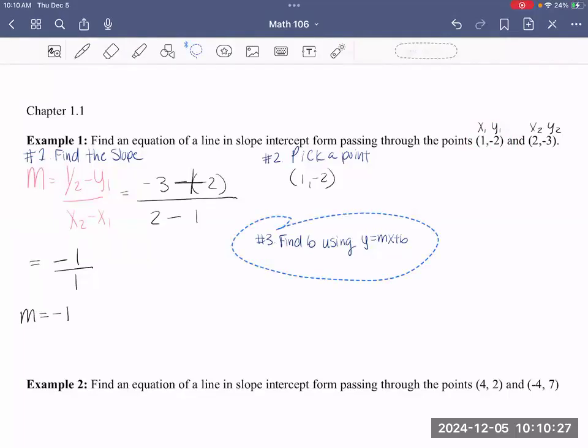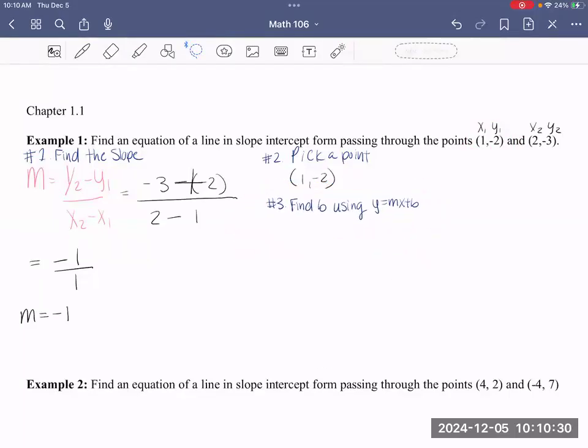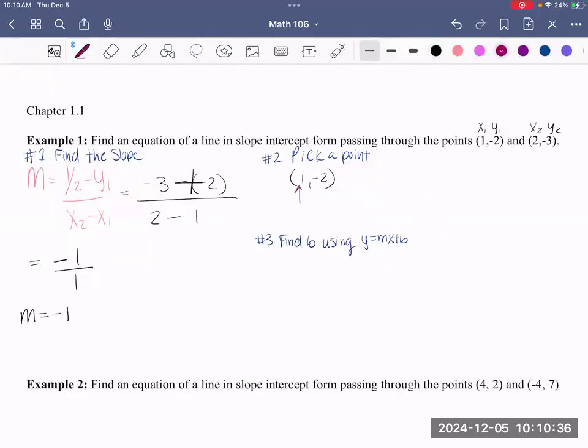Now step 3, find b by using your point. This is your x coordinate here, and this is your y coordinate here, which corresponds to these x's and y's. You already have your slope, which you just found as -1. So let's put those in. We have -2 is equal to -1 times 1 plus b. So we get -2 is equal to -1 plus b. Add the 1 to the other side. So you're now at -1 is equal to b.